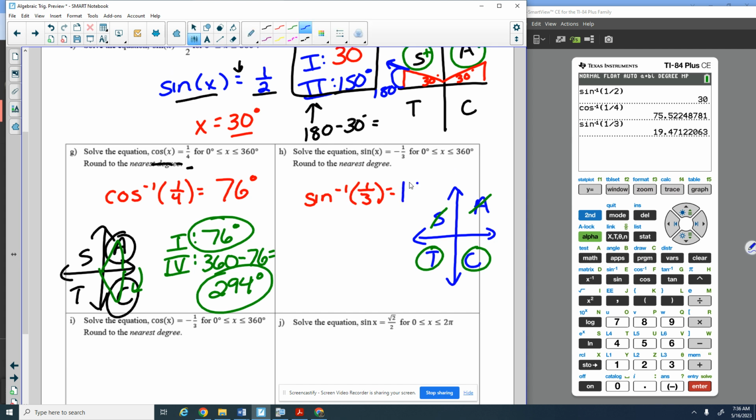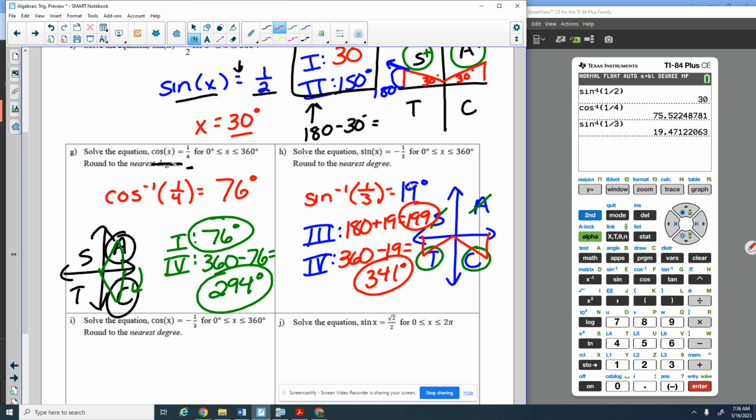So that gives me a nice first quadrant answer, which is not what I want, but it's going to help me get into those other quadrants. So I circled quadrants 3 and 4. To get into quadrant 3, we do 180 plus 19, so I get 199. And to get into quadrant 4, we already know we do 360 minus the angle, so that's going to give me 341. So those are my two answers.